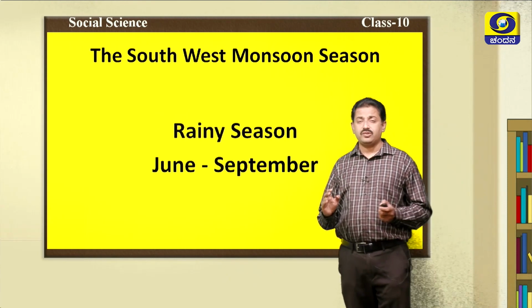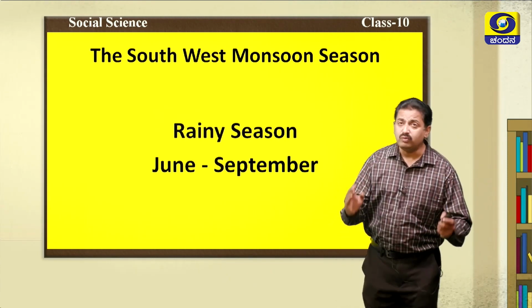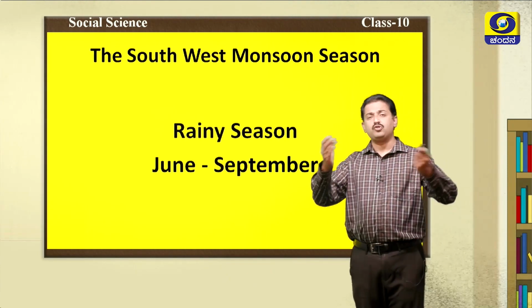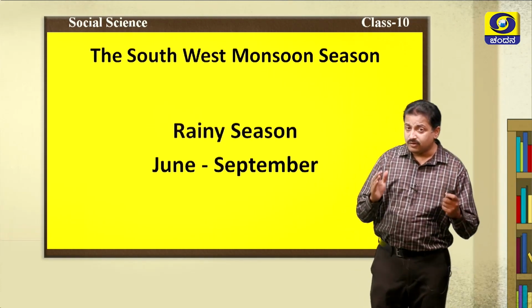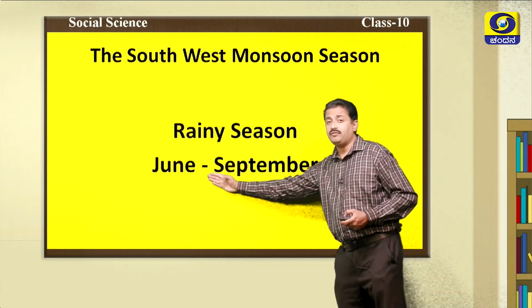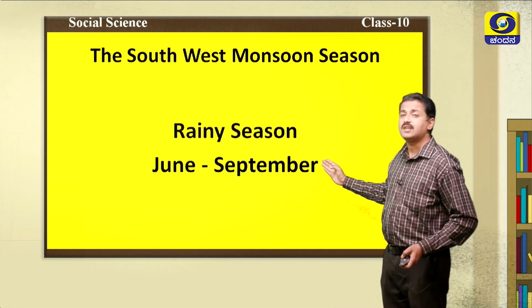Dear students, now we shall know about southwest monsoon season. As you are very aware of, southwest monsoon season begins in the month of June and ends in the month of September.